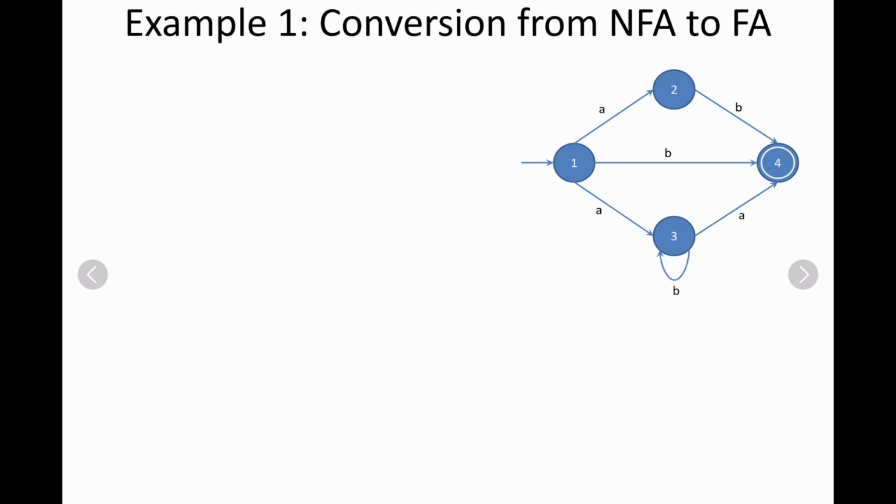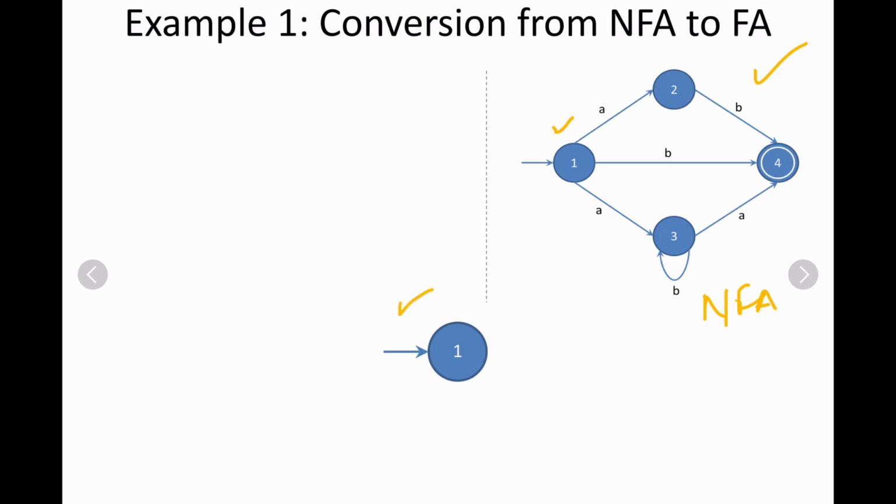So we have a problem as taken here. What is step 1? As per our procedure, as we saw in the previous slide, this is the NFA. The start state of the NFA is 1, which becomes the start state of the DFA. I have taken the 1 here.